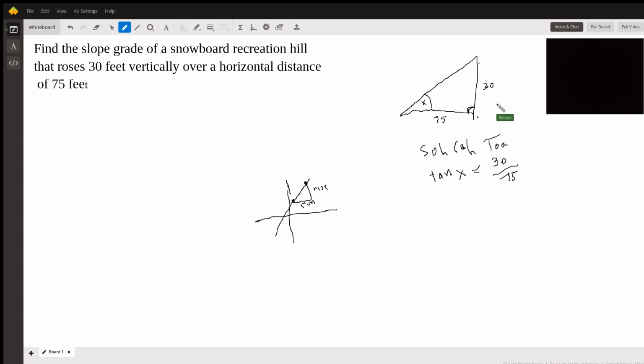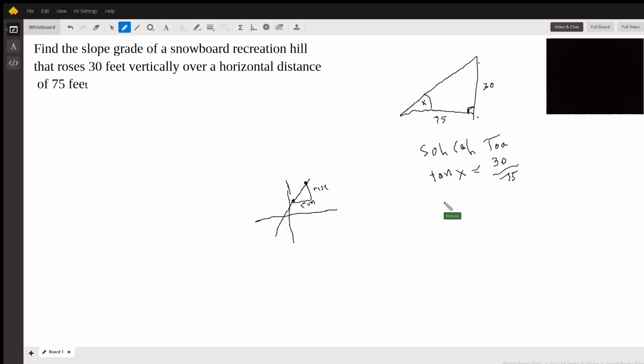A lot of people don't connect slope with tangent because you learn SOHCAHTOA in geometry. You'll see tangent a little bit in geometry, but you don't really use it much until pre-calculus. And so sometimes because of the time elapsed between these two topics, students just don't make that connection.